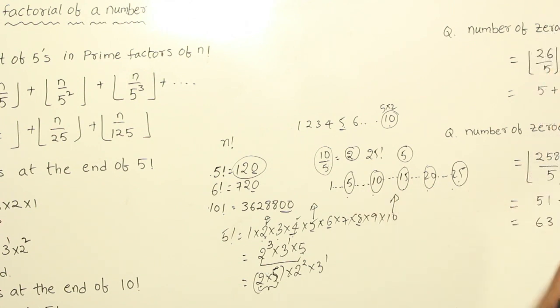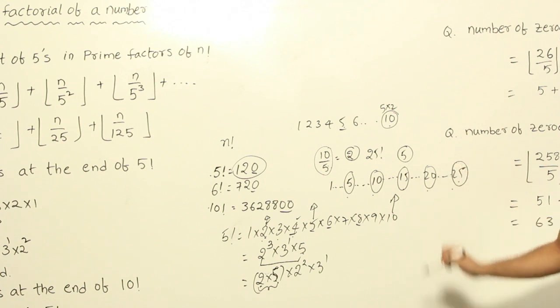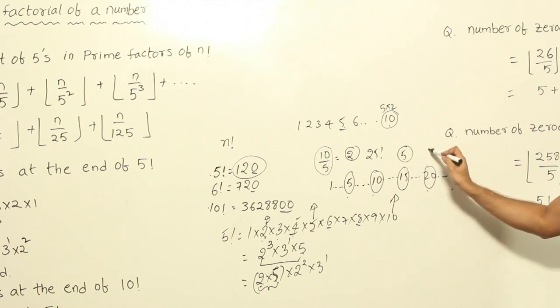But then here I have one more 5. In order to get this, whenever the number is greater than or equal to 25, divide it with 25, then you will get the extra 5. Got it?